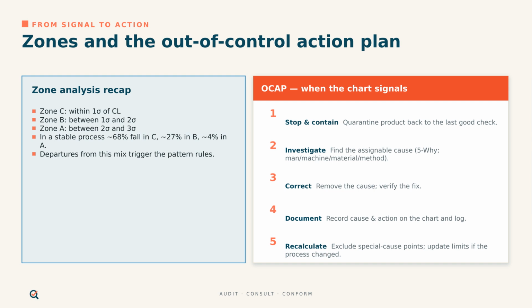But a signal is only useful if it leads to action, and that's what an out-of-control action plan, or OCAP, is for. 5 steps. Stop and contain. Quarantine product back to the last good check. Investigate. Find the assignable cause. Correct. Remove it and verify the fix. Document. Record the cause and the action on the chart. And recalculate. Exclude the special cause points and update your limits if the process genuinely changed. A signal must always trigger a defined, documented response.